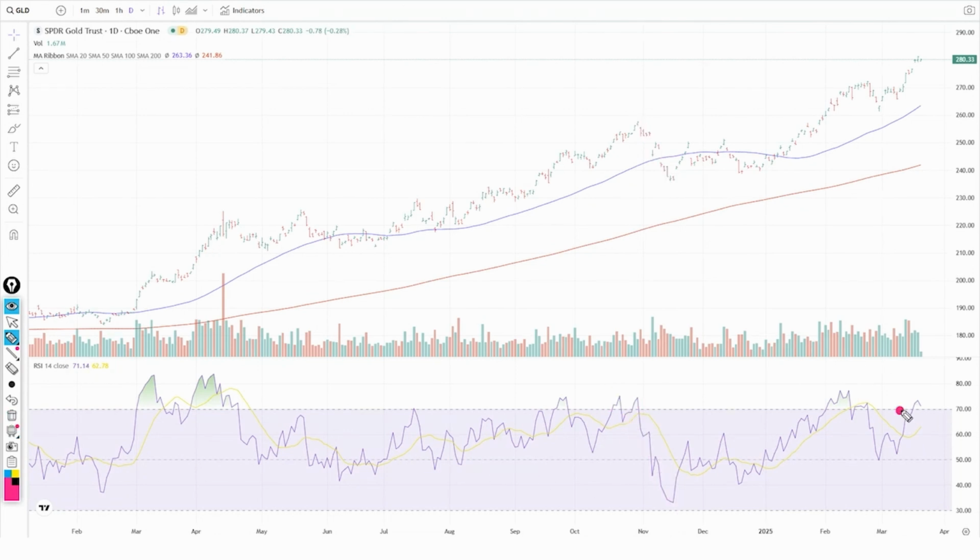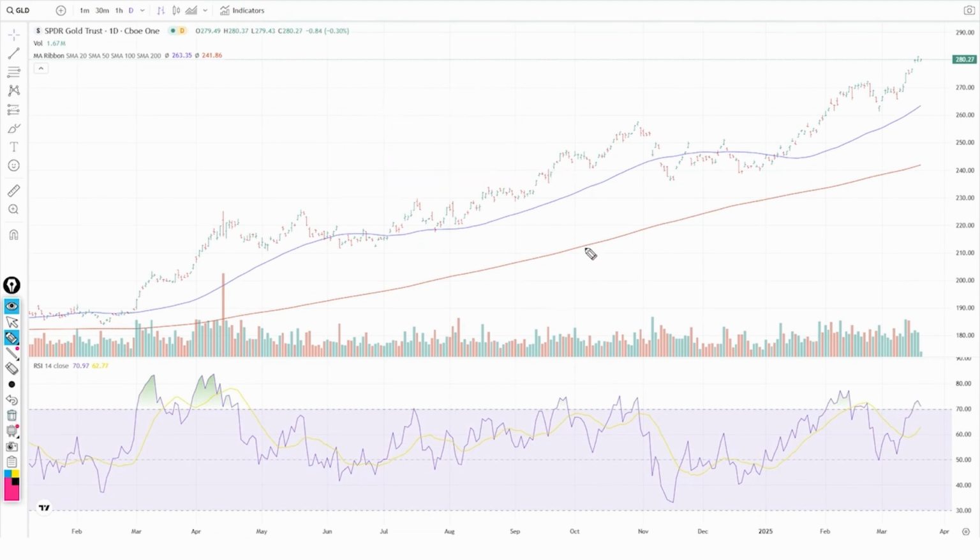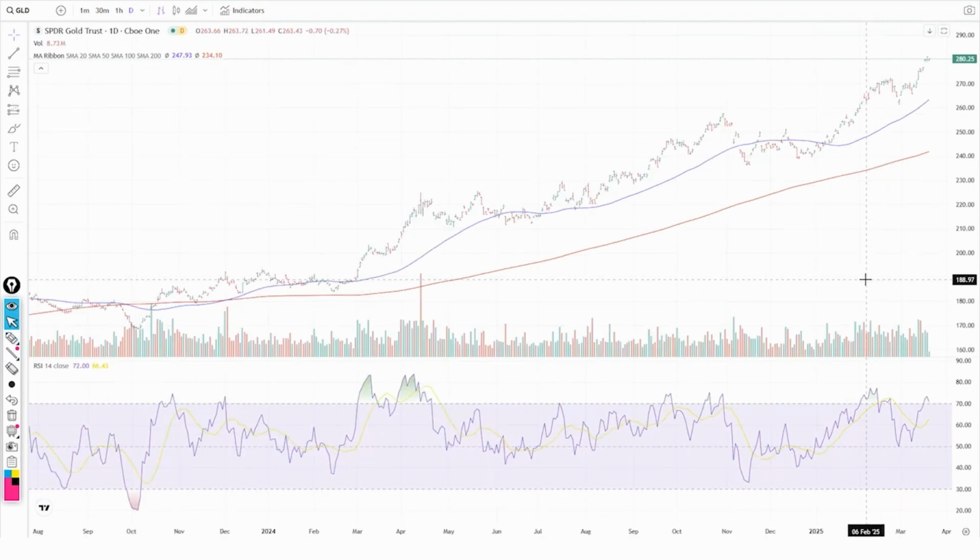So where are we now? We've got another overbought RSI. Now, GLD here at 280. Gold is at 3K. I know, I'm so good with my mouse drawing, right? Gold is at $3,000. So something that everybody's talking about.